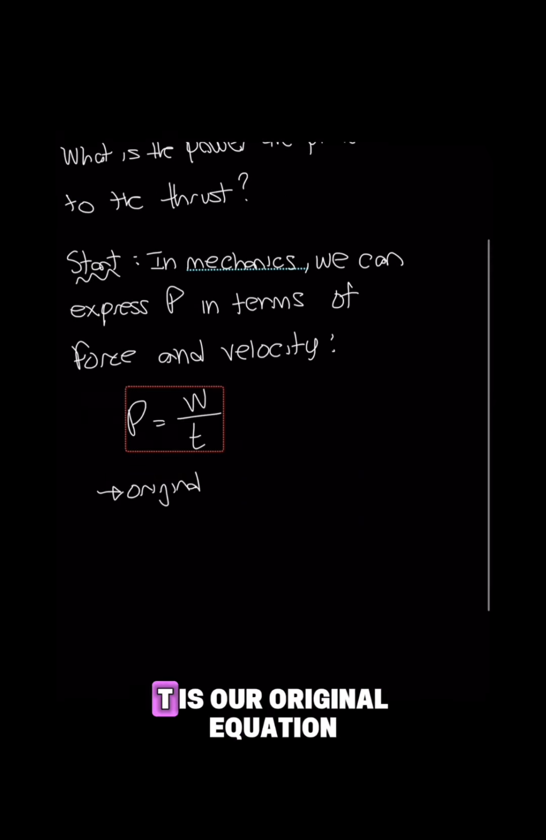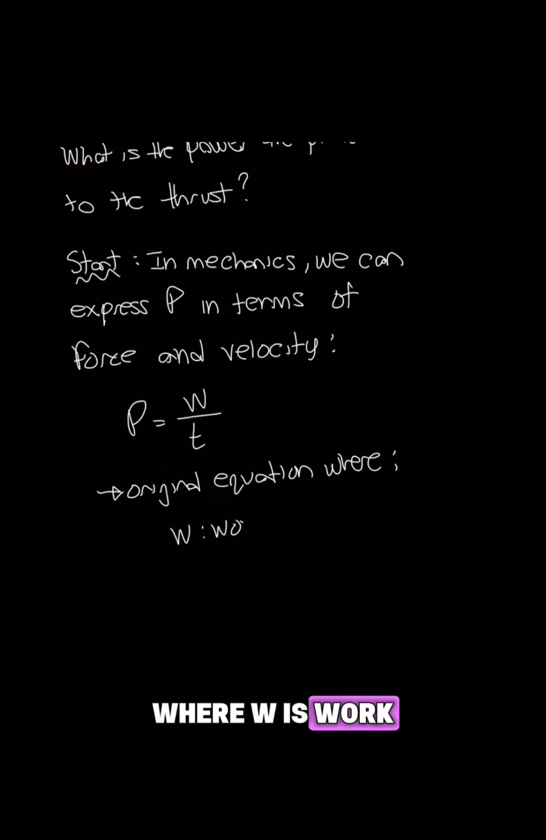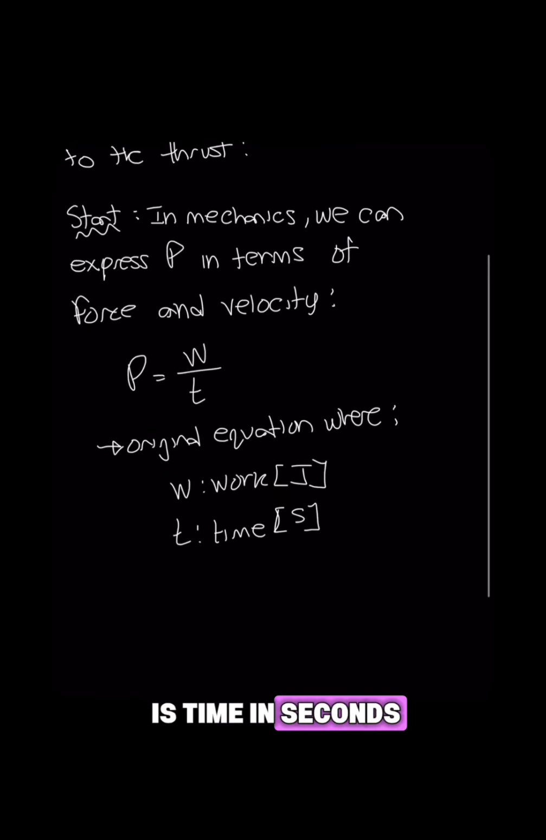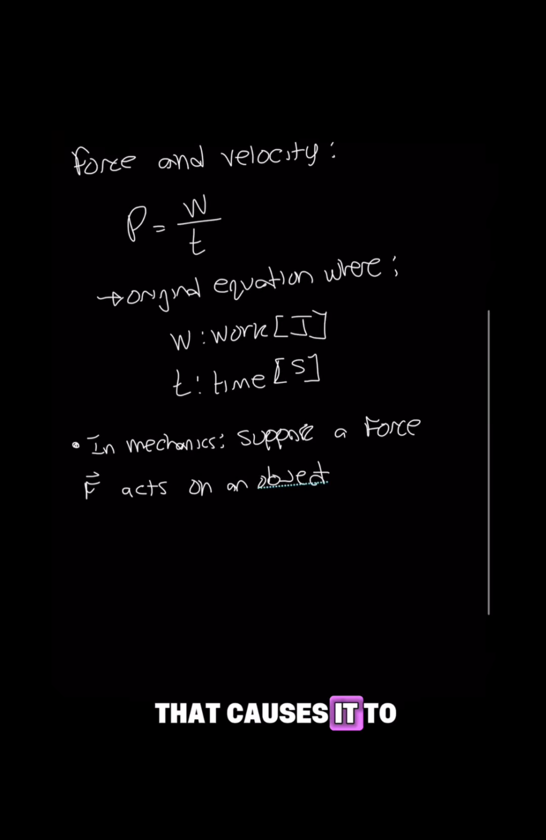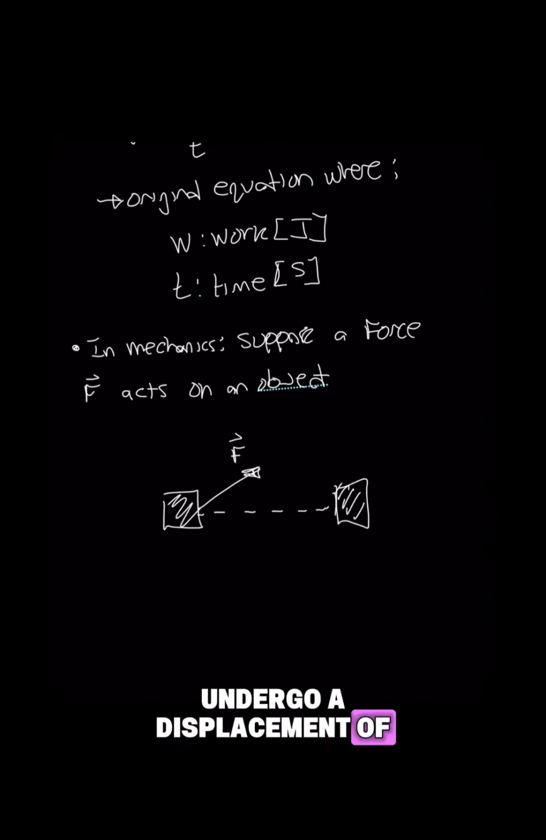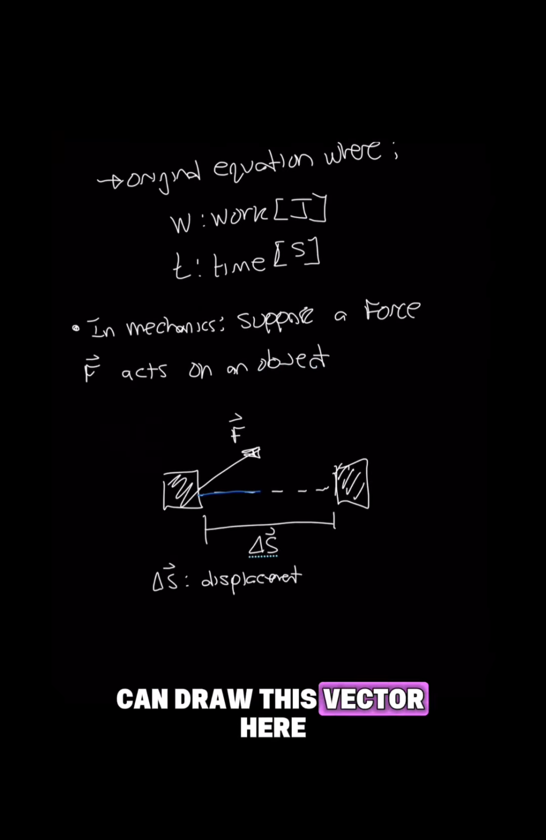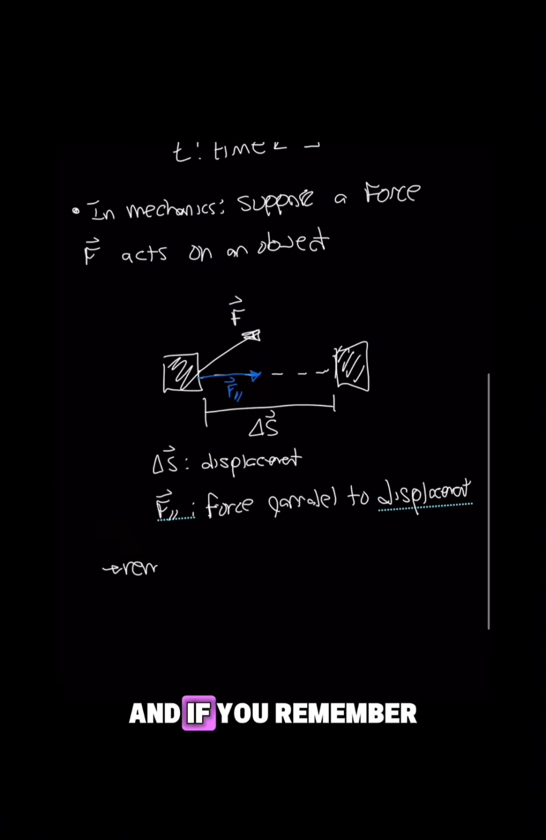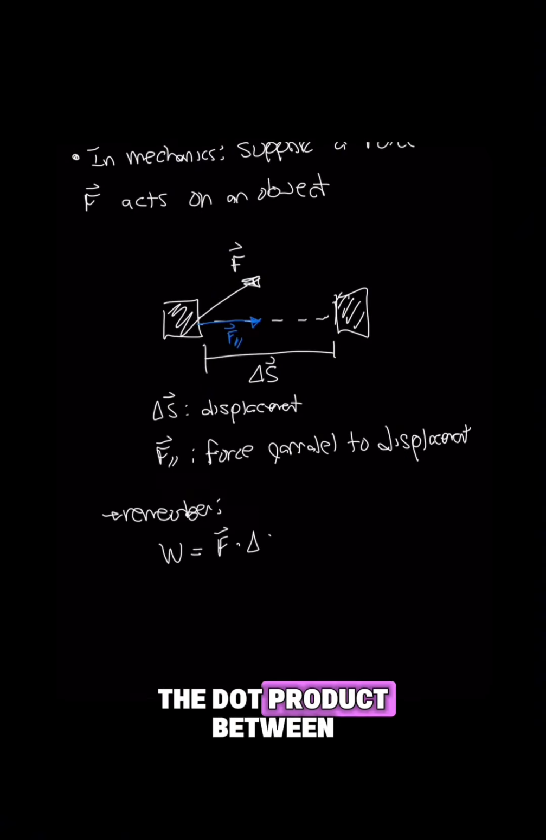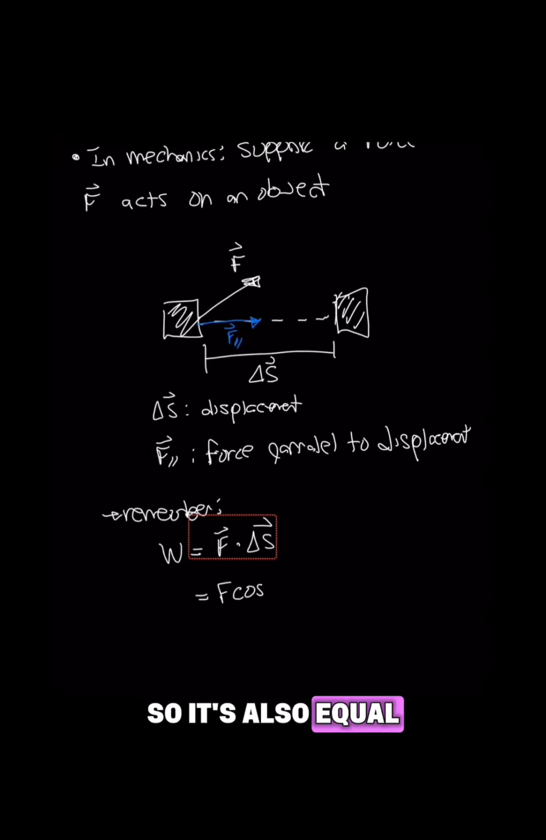P equals W over T is our original equation, where W is work in joules and T is time in seconds. In mechanics, suppose a force F acts on an object that causes it to undergo a displacement of delta S. We can draw this vector here, which is F parallel. That just means the force parallel to displacement. And if you remember, work is equal to the dot product between force and displacement. So it's also equal to force cos theta times delta S. This is directly from the definition of a dot product.